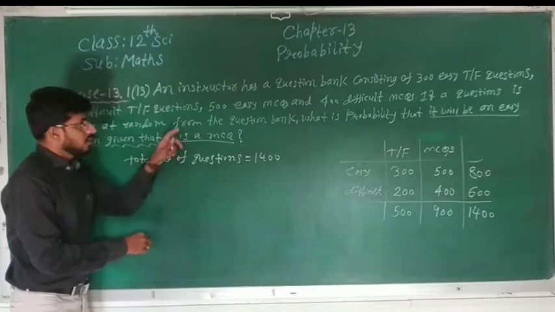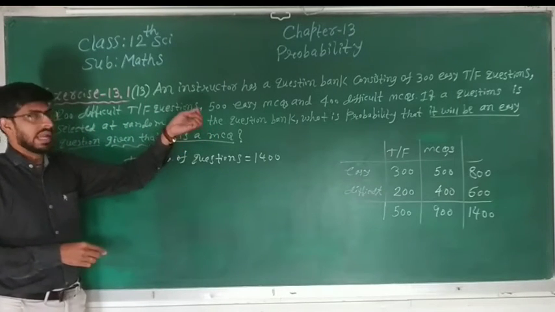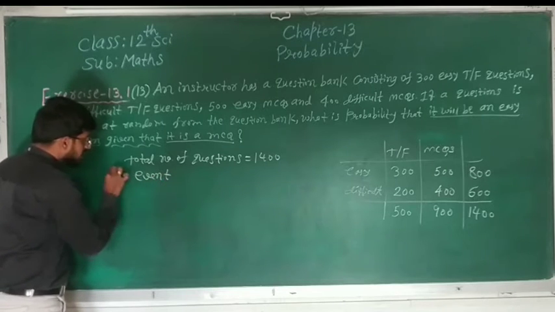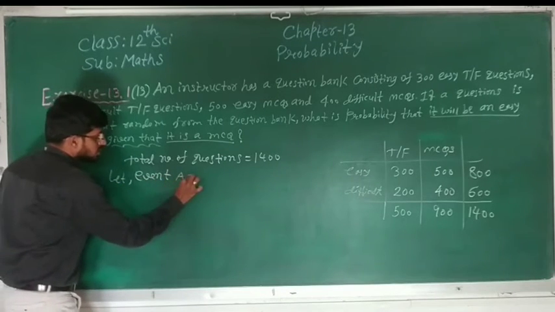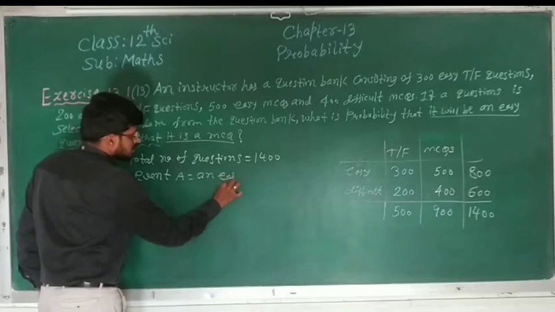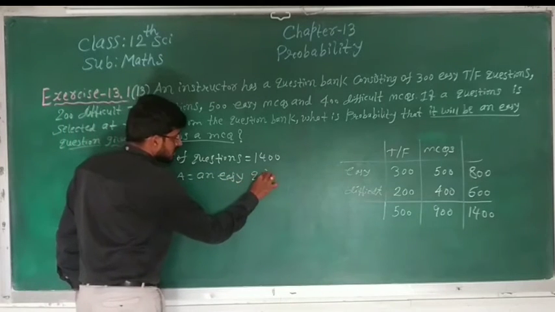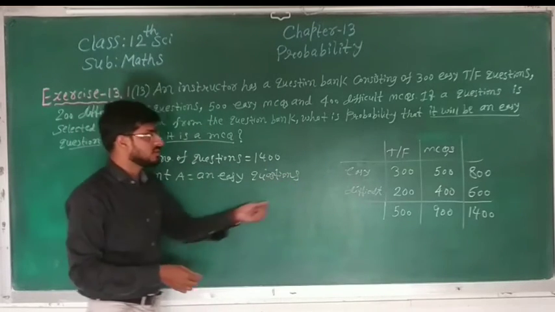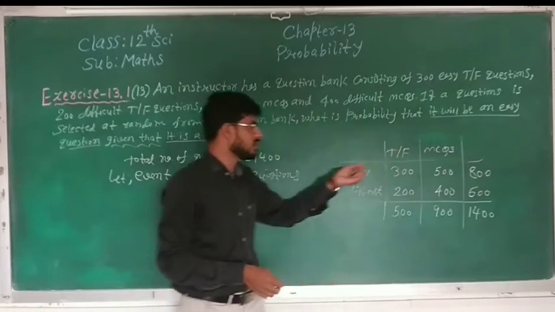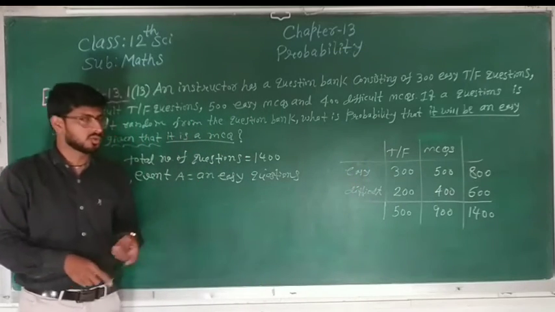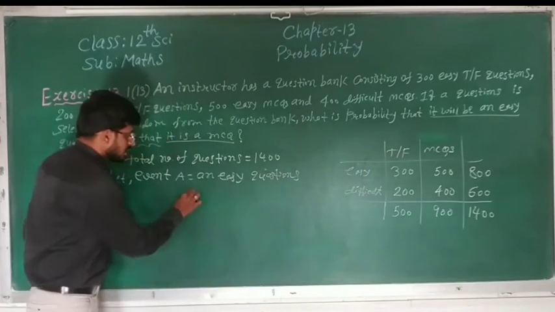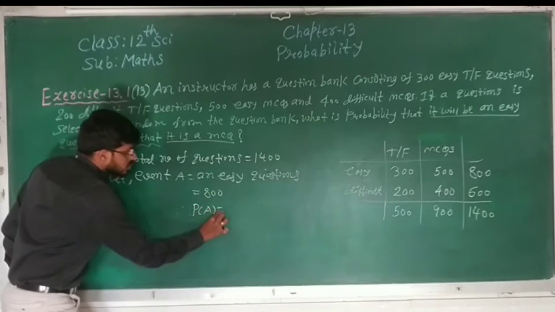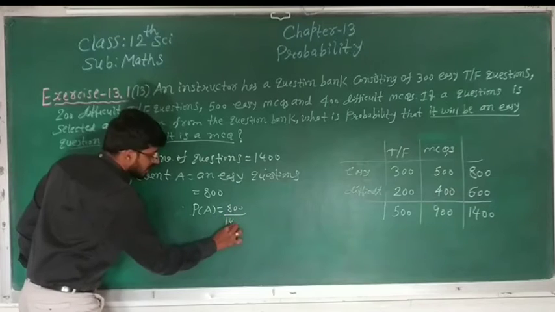Now see, also find out the probability of an easy question. Okay, it is called event A. Let event A be an easy question. See, the total number of easy questions is 800 because we have not mentioned true false or MCQ. So the total number of easy questions is 800. Therefore, probability of A is equal to 800 upon 1400.